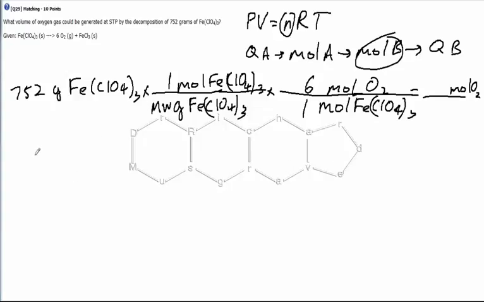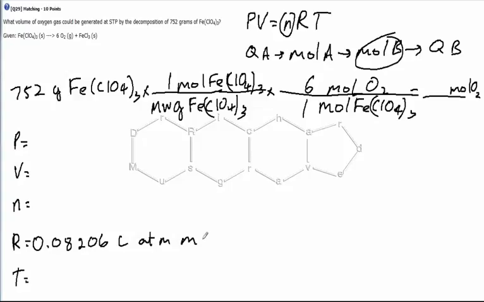Alright, so now we can go ahead and use our PV equals nRT. Always write out our values first. R is 0.08206 liters atmospheres per mole per kelvin. Always write your value of R first, so you've got an appreciation for the units you need.